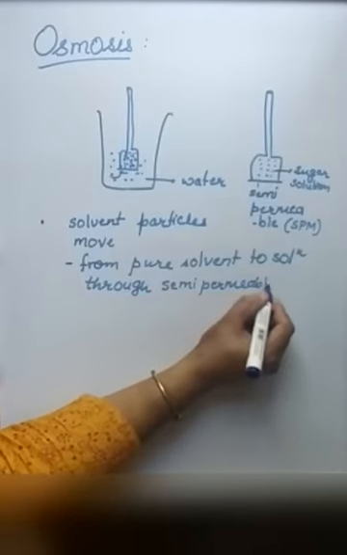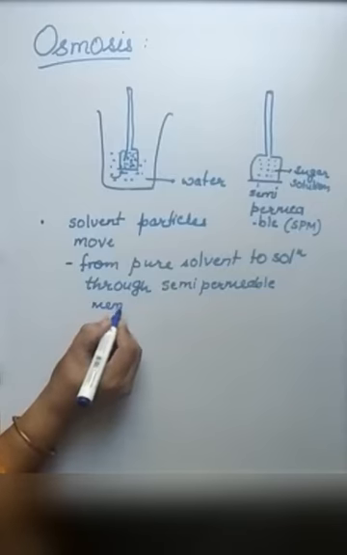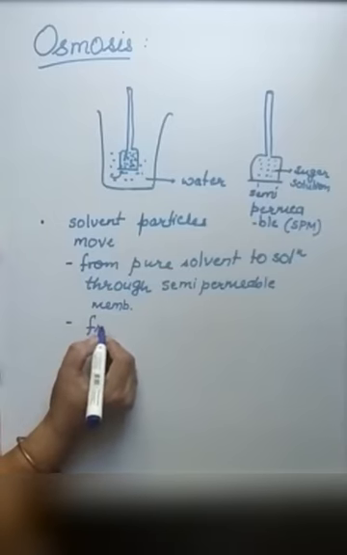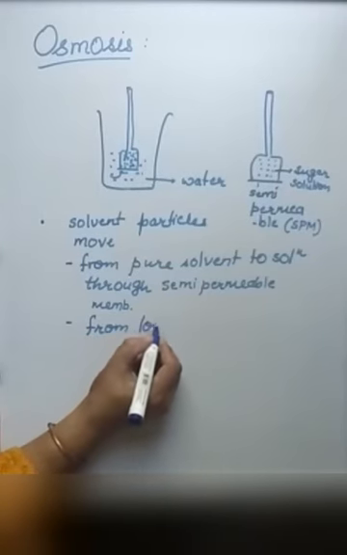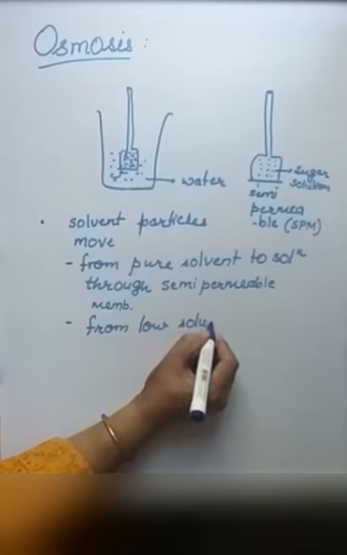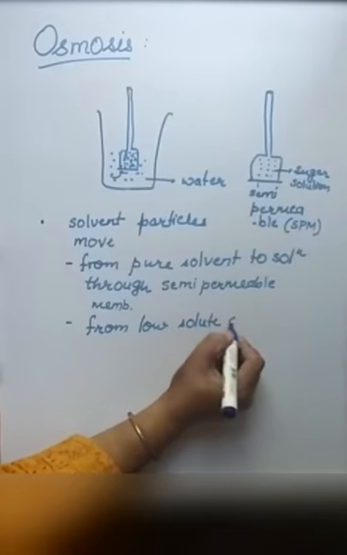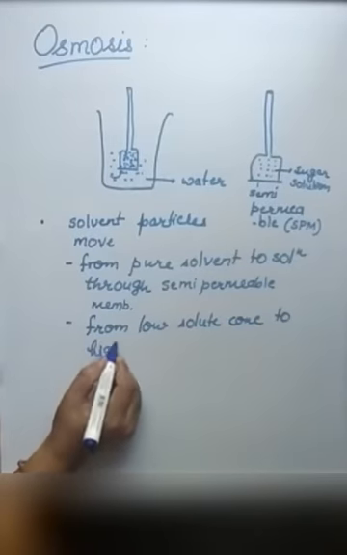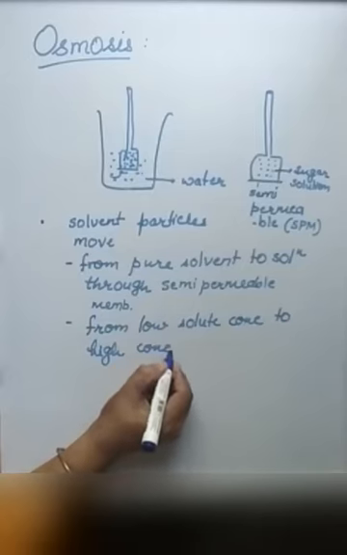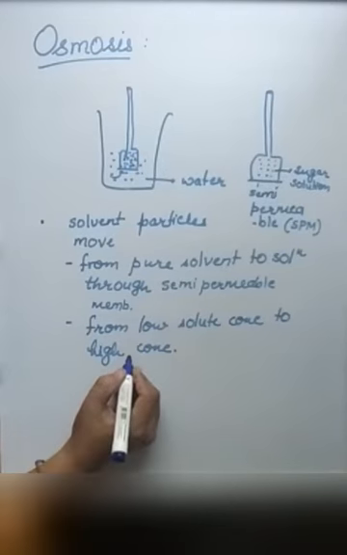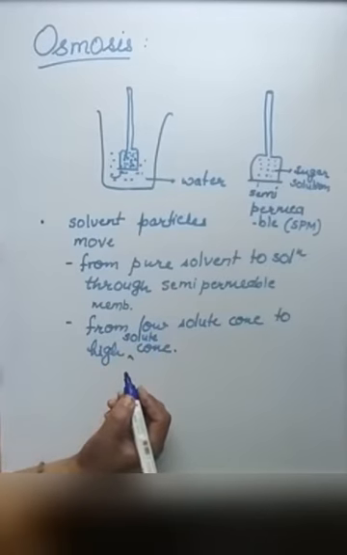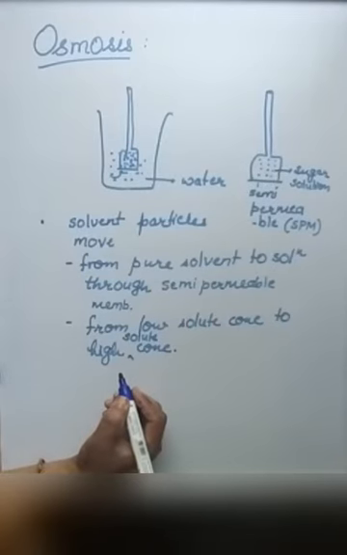If we see, what does it mean? It is actually from low solute concentration to high solute concentration. That means where the solute is more, the solvent will move to that side where the solute is more.